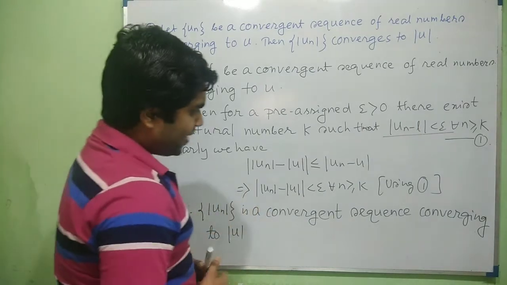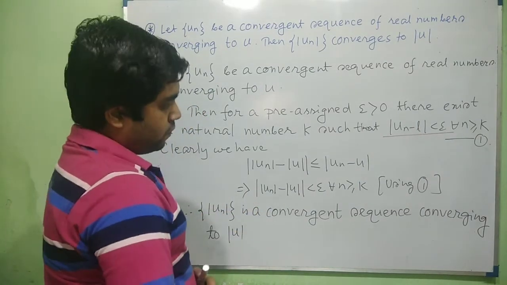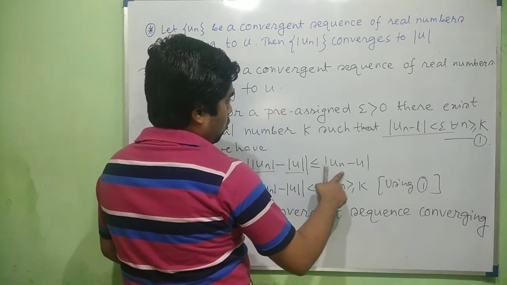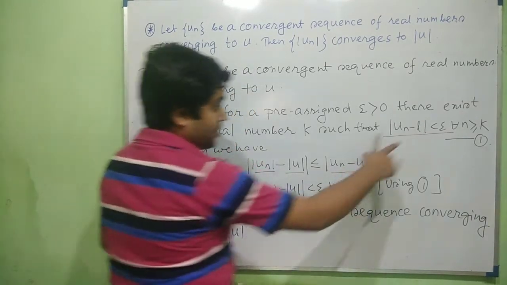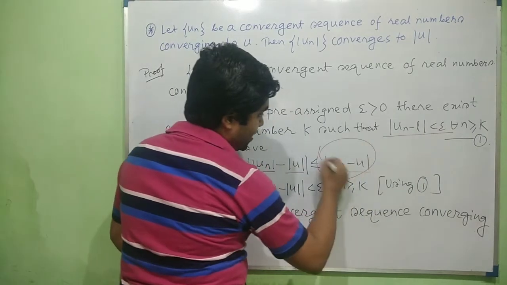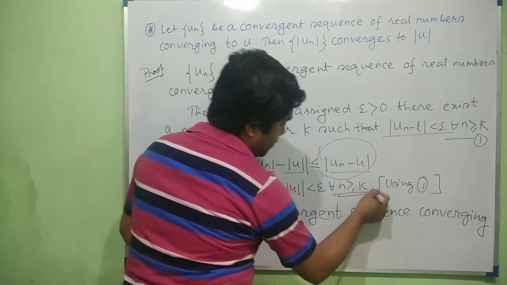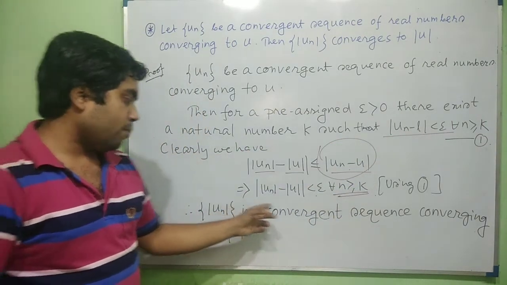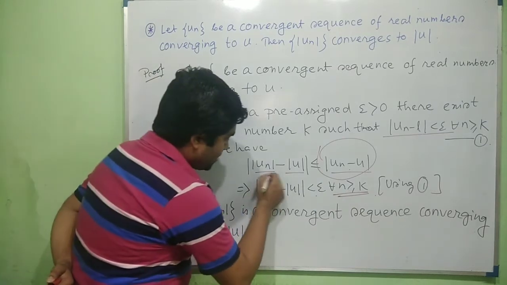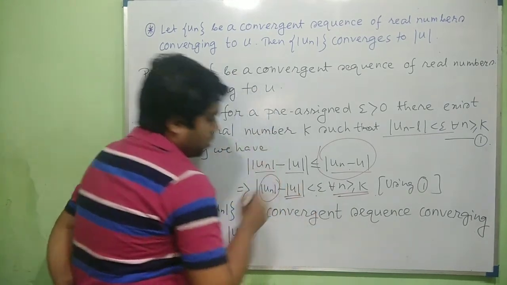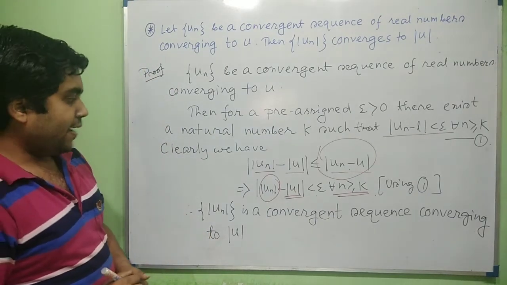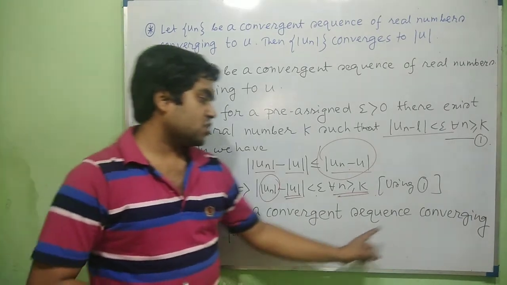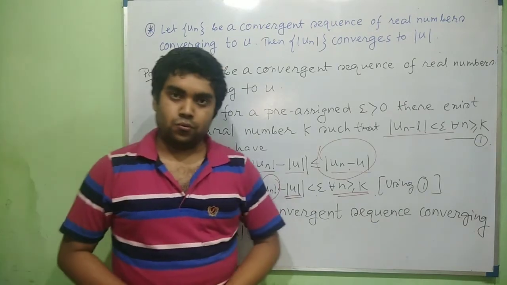Clearly, from the results of inequalities, mod of mod un minus mod u is less than or equal to mod of un minus u. Again, from result 1 we can see that mod of un minus u is less than epsilon for all n greater than or equal to k. So from this we can see that the sequence mod of un is convergent to the value mod of u, and this is satisfied by this relation. So we can conclude that mod of un is a convergent sequence converging to mod of u. This is our result.